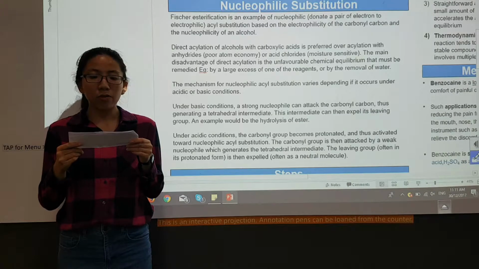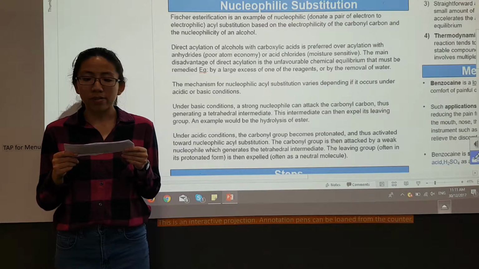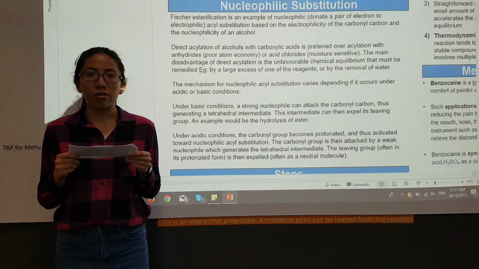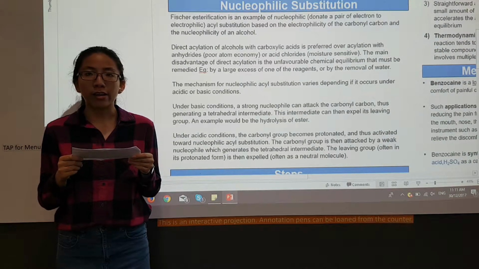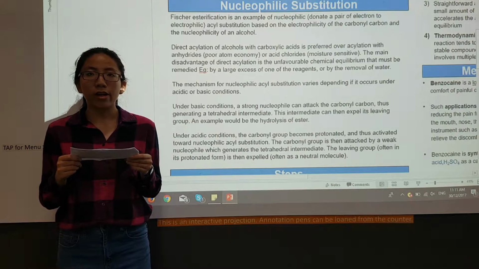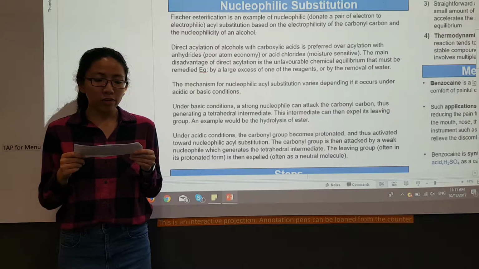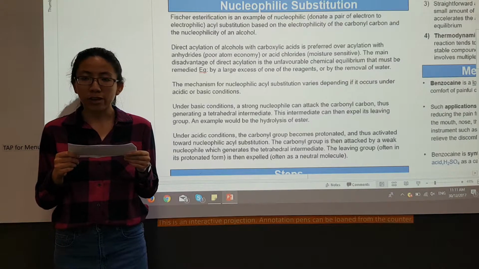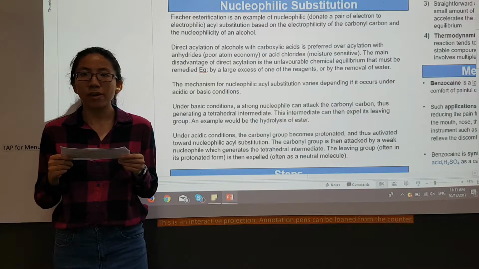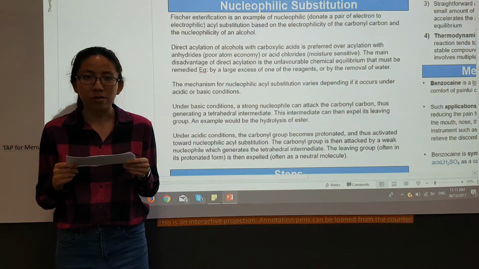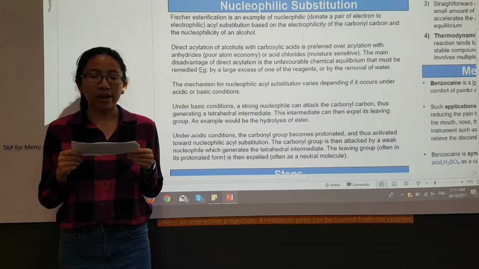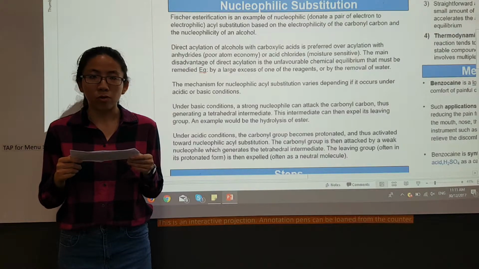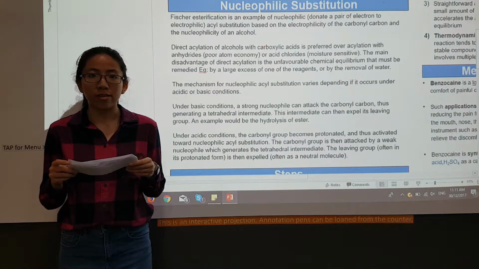The mechanism for nucleophilic acyl substitution varies depending on whether it occurs under basic or acidic conditions. Under basic conditions, a strong nucleophile can attack the carbonyl carbon, thus generating a tetrahedral intermediate. A tetrahedral intermediate is the change in carbon from sp2 hybridization, trigonal planar geometry, to sp3 hybridization, tetrahedral geometry. This intermediate can then expel its leaving group like water. An example of nucleophilic acyl substitution is the hydrolysis of ester.